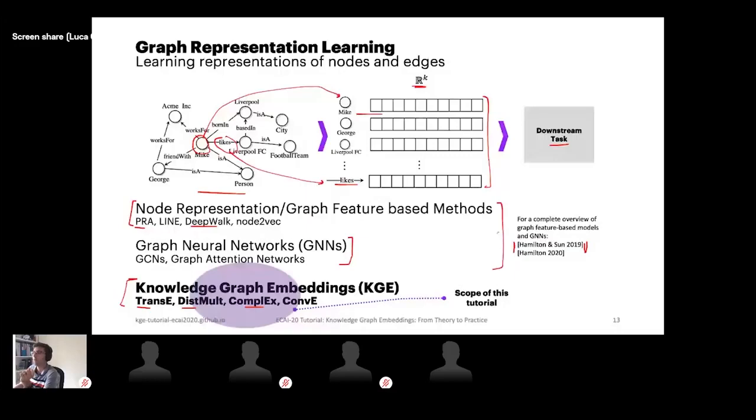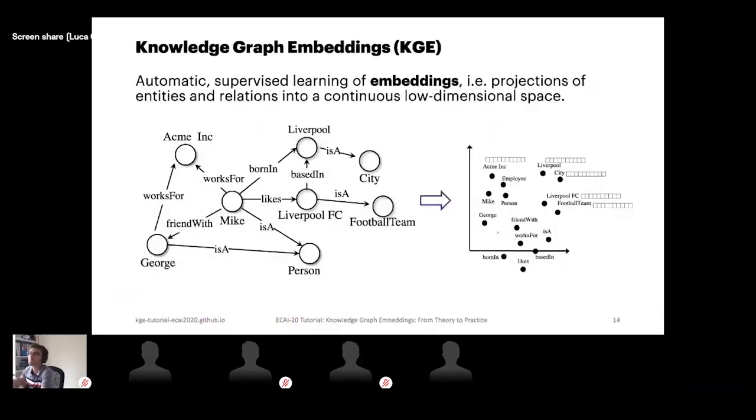So knowledge graph embeddings are then models that, by leveraging supervised learning, learn embeddings, vector representations of nodes and edges, right? And they do so by learning these projections in a continuous low dimensional space. These vectors usually have no more than a few hundred components, right? So they're quite memory savvy, which is a good property.